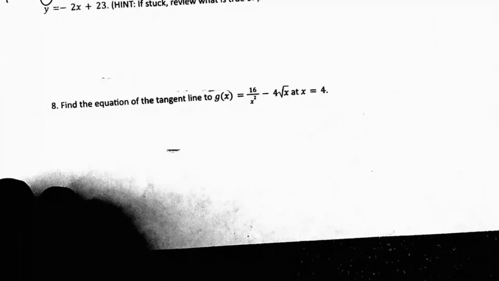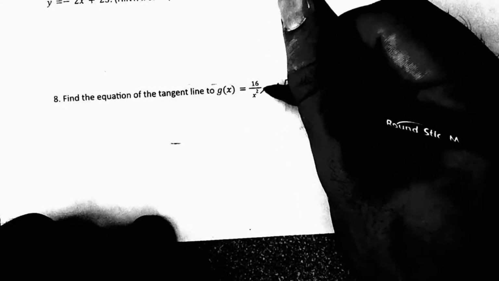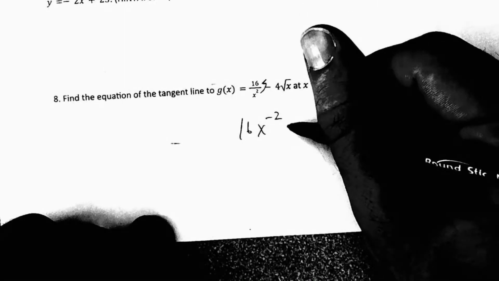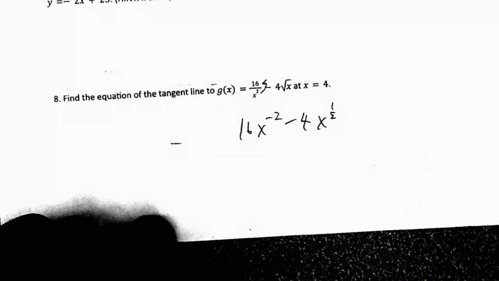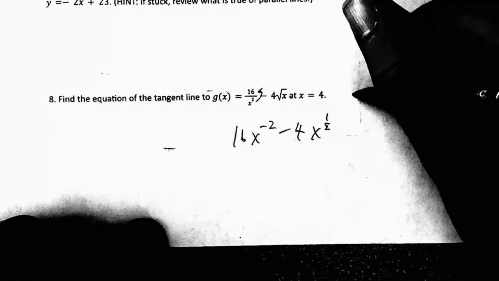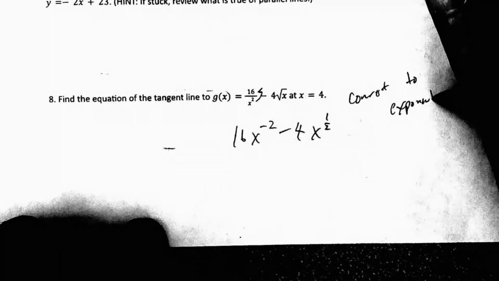And then 8, find the equation of the tangent line to g of x equals 16 over x squared minus 4 root x at x equals 4. For sure, a more challenging problem. Before we get into finding the tangent line, I want to convert this into exponents that I can use. So remember, I need this in the numerator. So I'm going to move this up by making the exponent negative. So I have 16x to the negative second minus 4x to the 1/2. Okay. So I just converted it to exponents, right? I'm going to write that here. Convert to exponents in numerator.